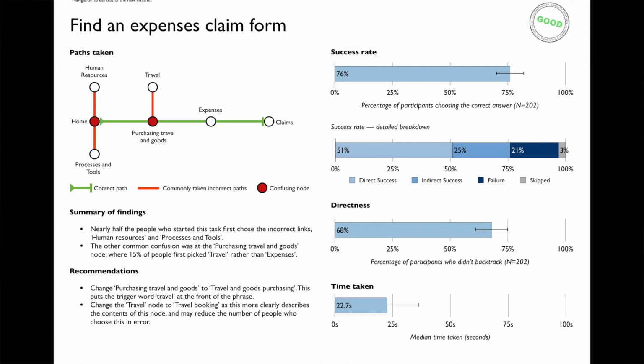There was quite a large sample in this. We had over 200 people. It was run as an online study, so we can accurately calculate things like success rate. The error bar here shows plus or minus, I think, 2 standard deviations.